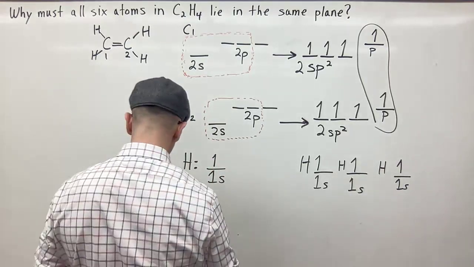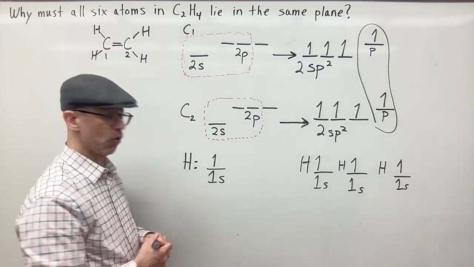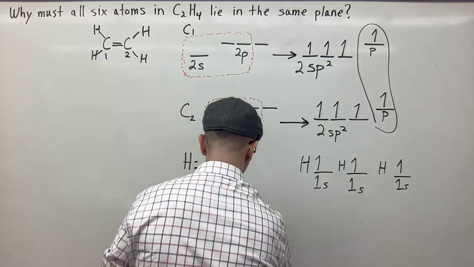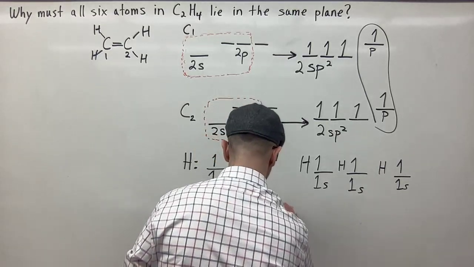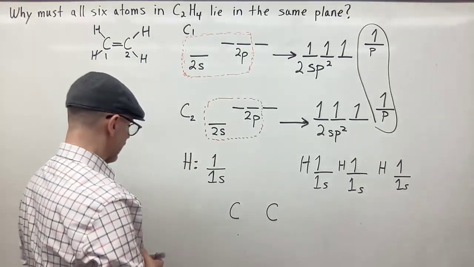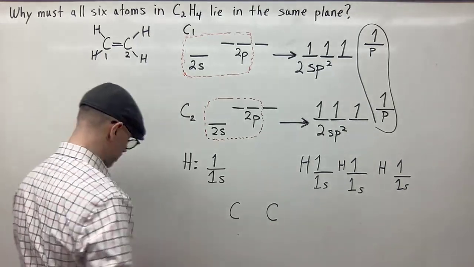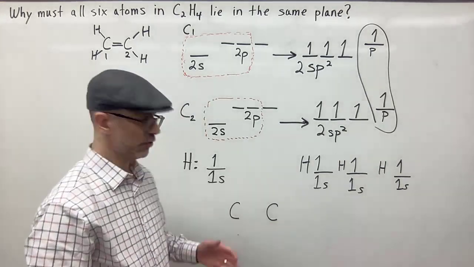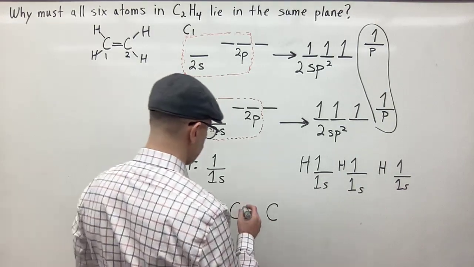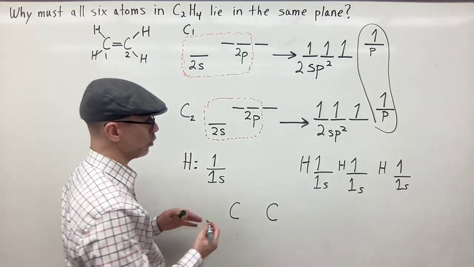So now I'm going to draw a picture to help show what's going on with the overlap. I'm going to try to do it down here. So here I have my carbons. Okay, so I have two carbons, and I'm going to try to use different colors. Hopefully this will work out. I'm not a great artist, but first, you've got your three sp2 hybridized orbitals.